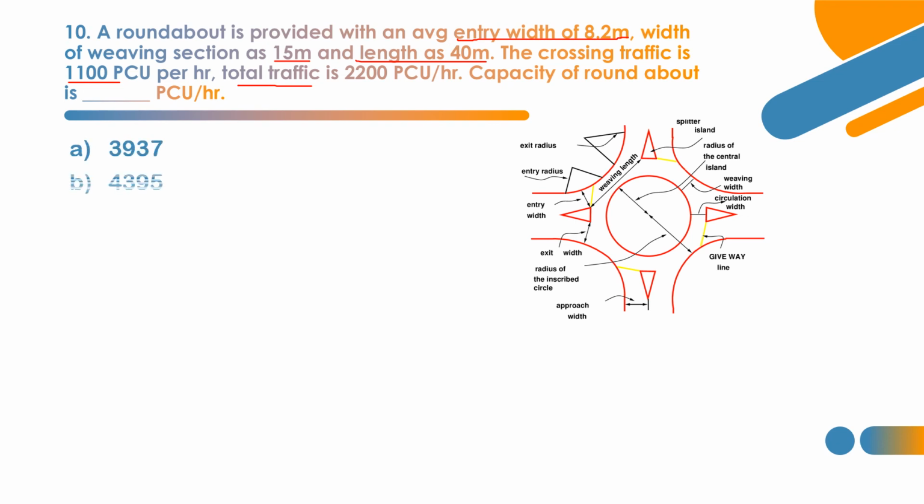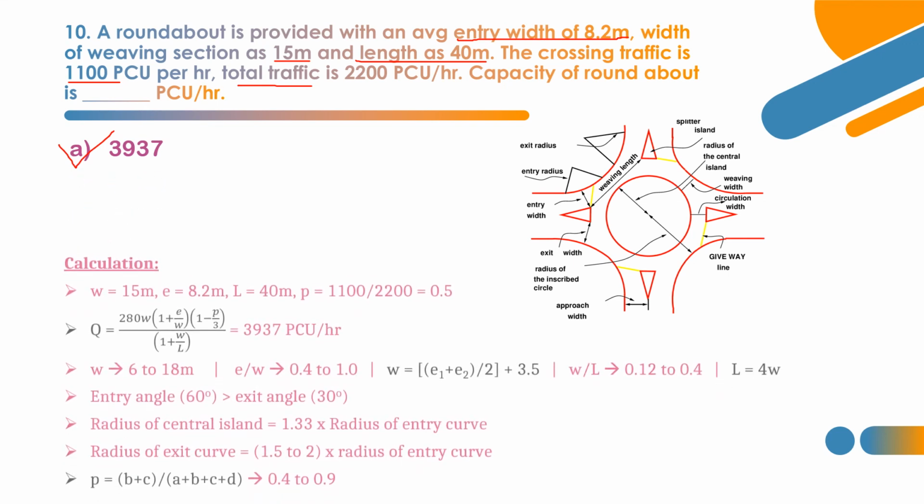So there is one formula regarding the roundabout or rotary intersection. We have to use that formula to find the correct answer for the capacity of the roundabout. You can pause this video and calculate it and check it. So the correct capacity of the roundabout in this scenario is option A, 3937. Now let's see how it is calculated.